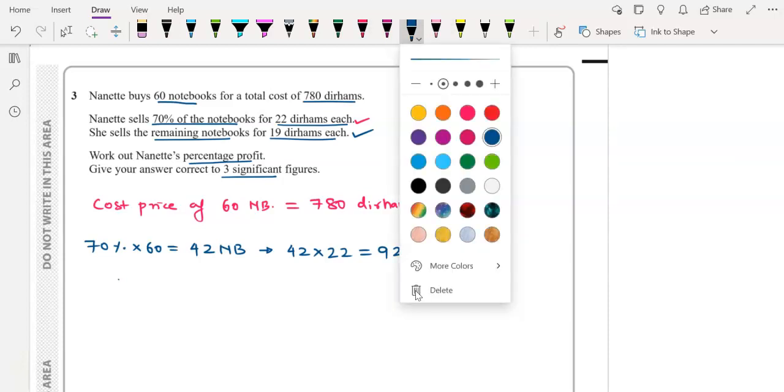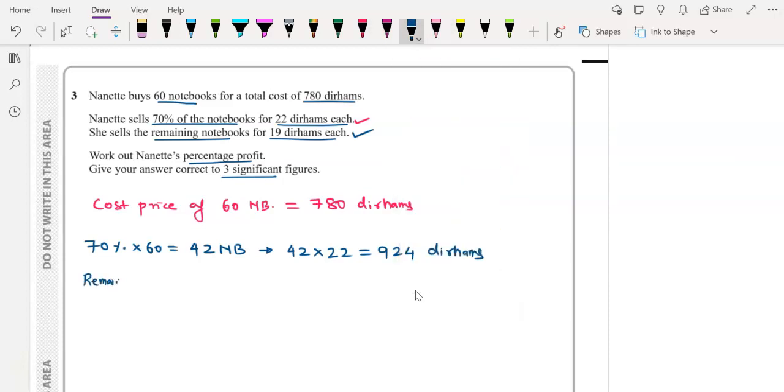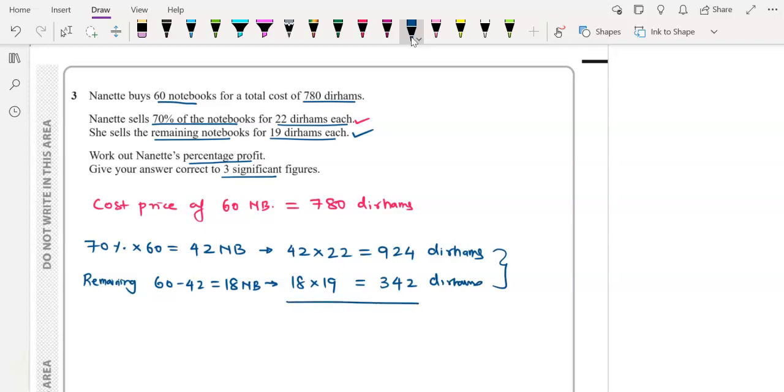The remaining notebooks. So out of 60, 42 are sold. So remaining is 60 minus 42, that is 18 notebooks. Now these 18 notebooks are sold for 19 dirhams. So 18 times 19, that gives you 342 dirhams. So when I add these two amounts, I will get the selling price of 60 notebooks. So when you add up, you will get 1266.